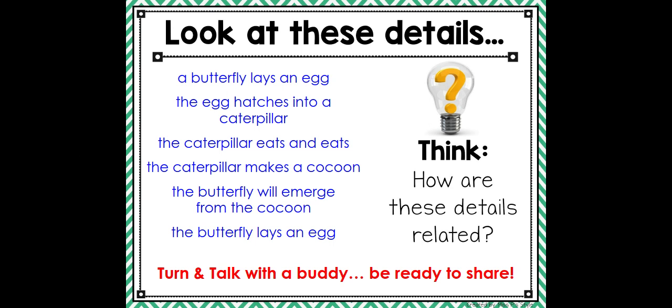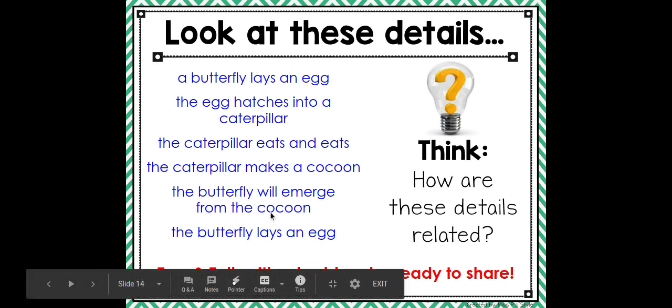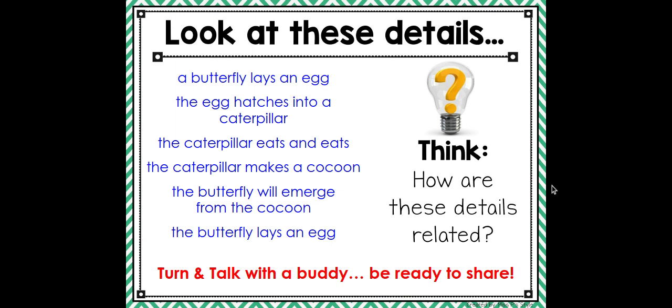Our first detail is a butterfly lays an egg. The egg hatches into a caterpillar. The caterpillar eats and eats. The caterpillar makes a cocoon. The butterfly will emerge from the cocoon, and the butterfly lays an egg. So think, how are these details related? What could be the main idea with these details?